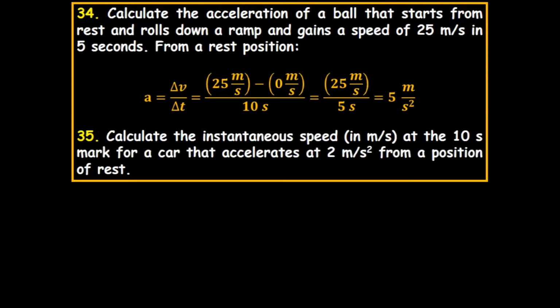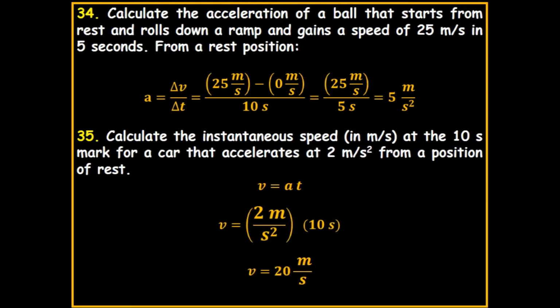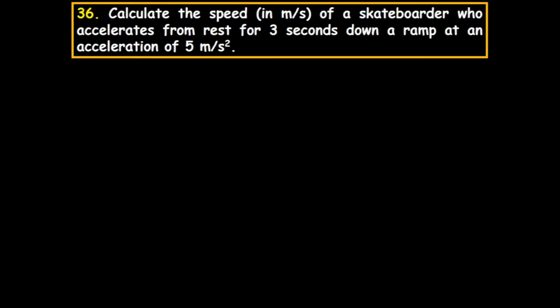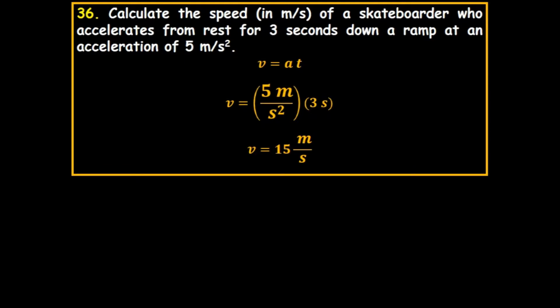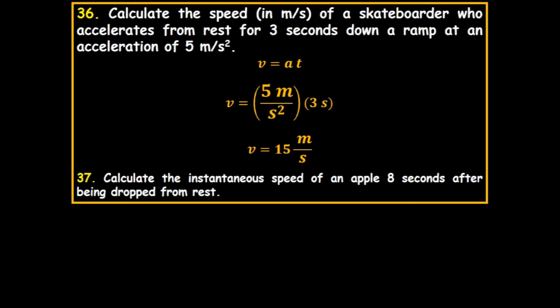Calculate the instantaneous speed in meters per second at the 10-second mark of a car that accelerates at 2 meters per second squared from a position of rest. So it's going to be AT, 2 times 10, which is 20 meters per second. V equals AT. Calculate the speed in meters per second of a skateboarder who accelerates from rest for 3 seconds down a ramp at an acceleration of 5 meters per second squared. Again, V equals AT. 5 meters per second squared times 3 is 15 meters per second. That is going to be the instantaneous velocity.